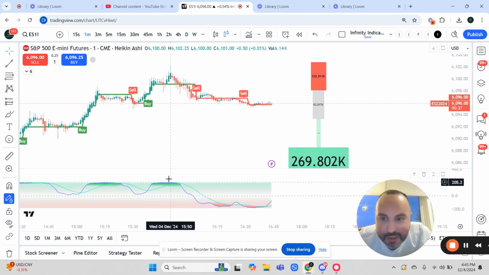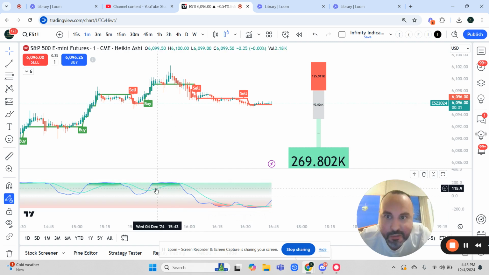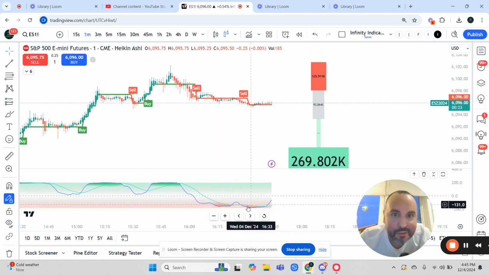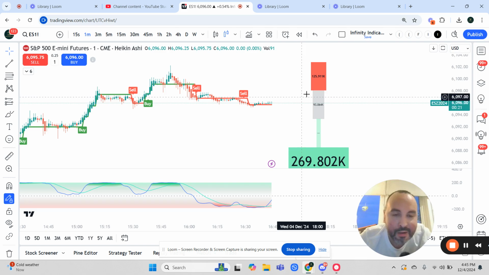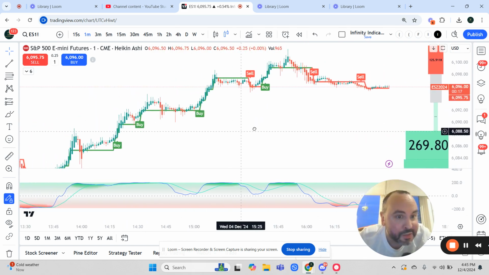So it identifies overbought and oversold conditions. So overbought here, right? We cross and we head lower, right? And then oversold conditions, okay? We're probably going to go a little pump up here. So that's the one thing it does.